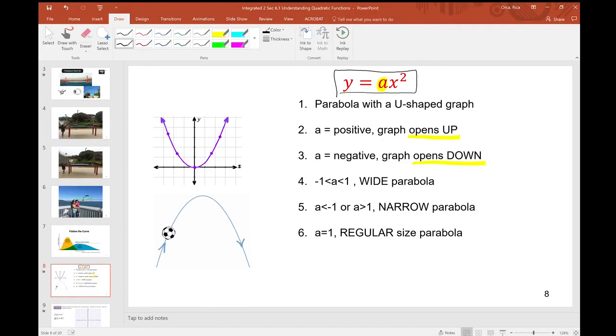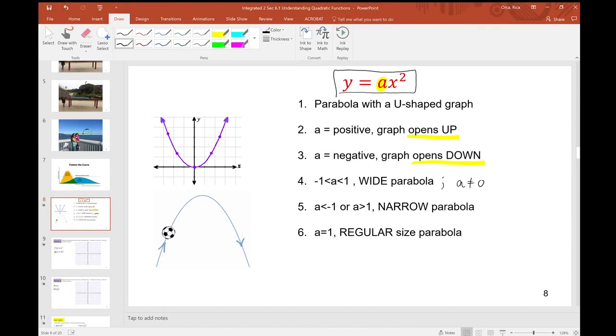If a is a number between -1 and 1, we'll end up with a parabola that's really wide. And I must also mention that a cannot be 0, because if a is 0, then we'll have y equals 0 times x squared, which is just y equals 0, which means that the equation will no longer be a parabola. Now, if a is a number that's less than -1 or bigger than 1, then we'll end up with a narrow parabola. And if a is 1, then we'll end up with a parabola that's of normal size.